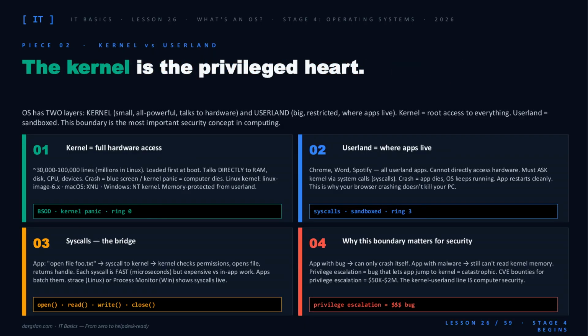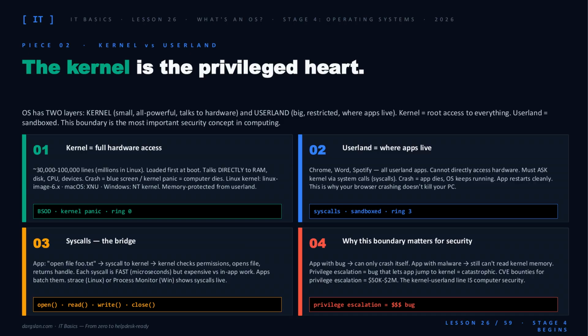And here's the kernel. Think of your operating system as having 2 layers: a small, all-powerful core called the kernel that talks directly to hardware, and userland, the big sandbox playground where Chrome, Word, and Spotify live. The kernel runs at what's called ring 0, with root access to everything. If it crashes, you get a blue screen or a kernel panic, and the machine is done.